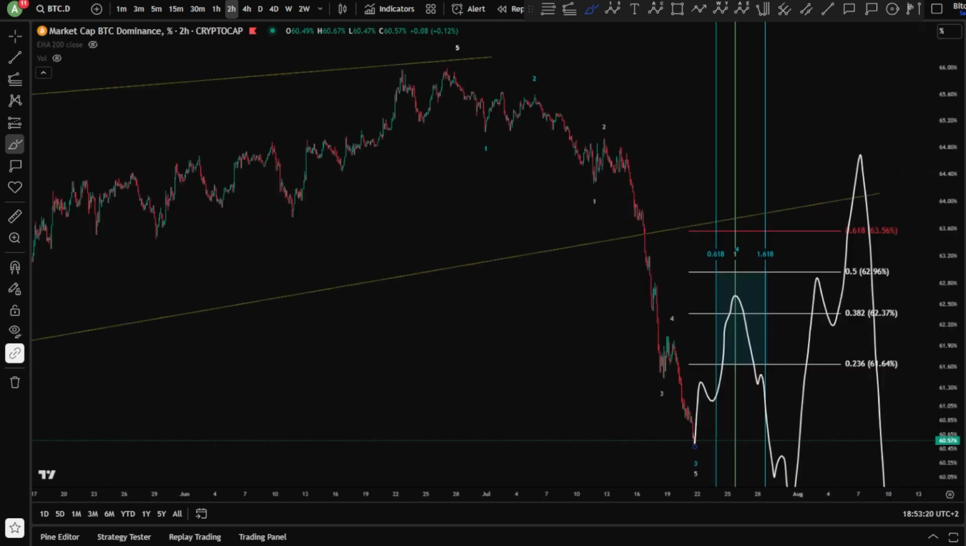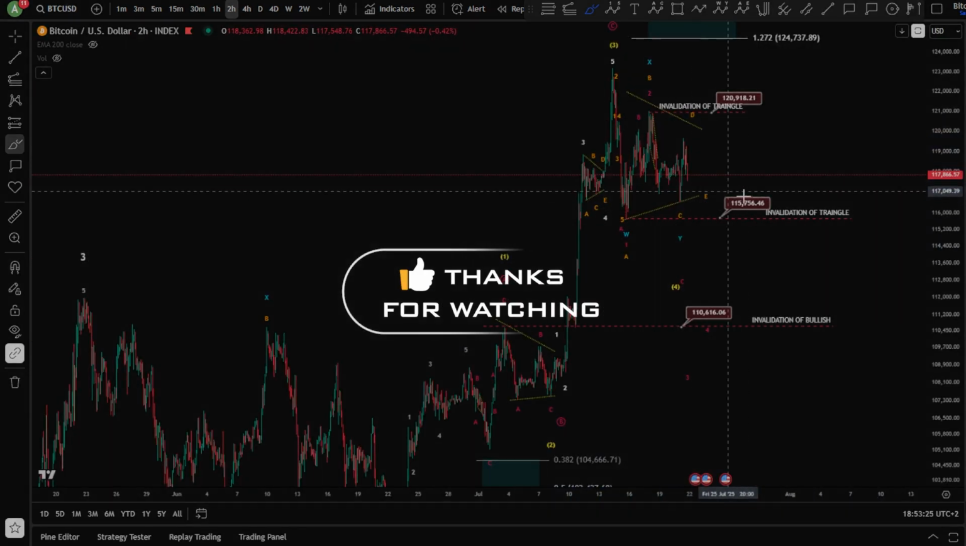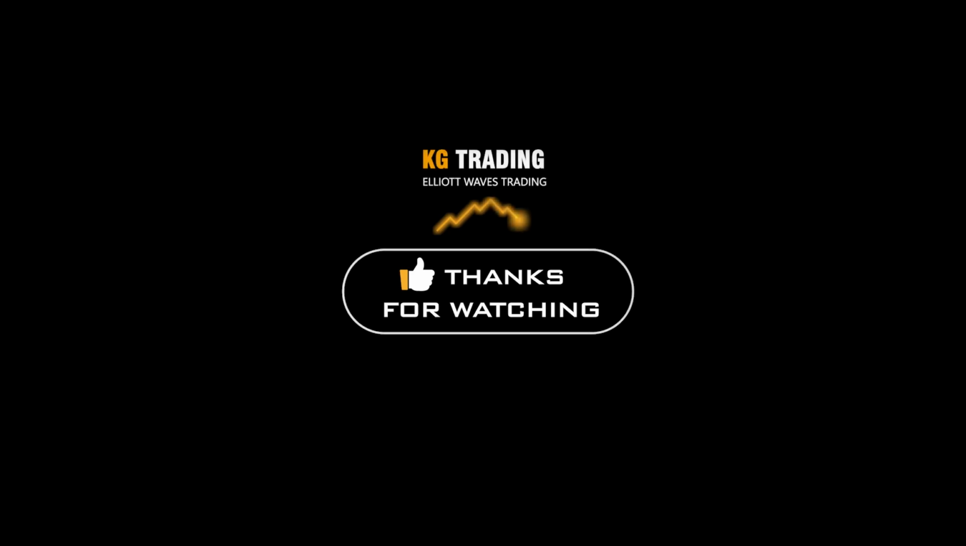We're gonna see how this is going to unfold. That was it for the intraday. Let's watch this price action, the key levels, and we'll see you in the next one.